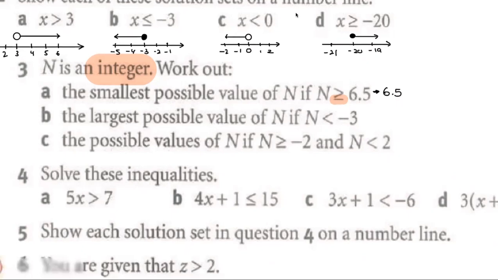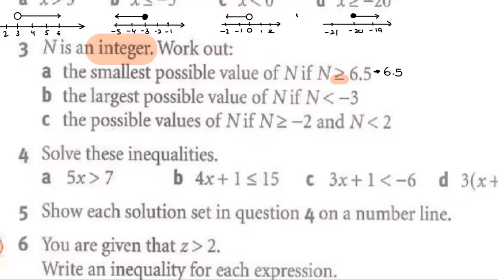The largest possible value of n, if n is less than -3. So it should be the next number because it is not inclusive of this, not including. So what we need to do is it is -4. That is the largest possible value, because the following numbers after that will be -5, which is smaller than -4.